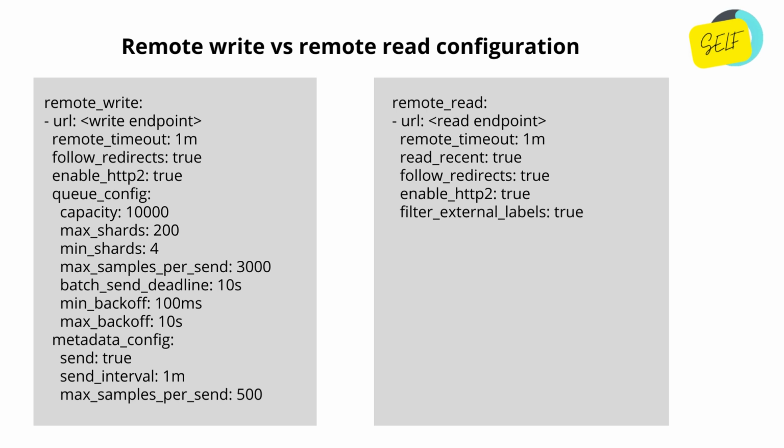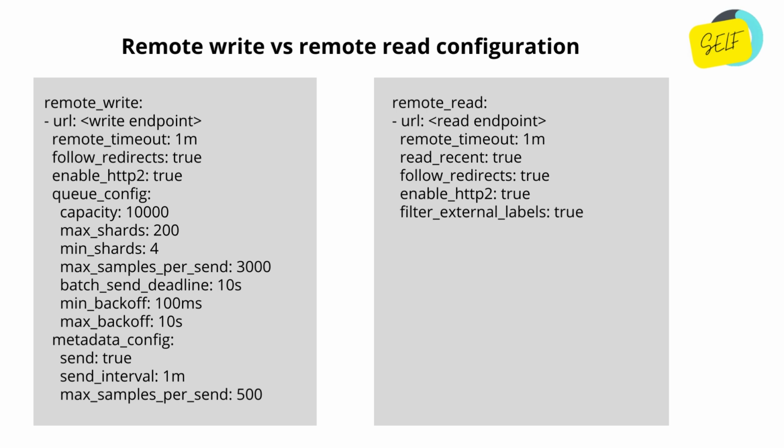Min backoff means the minimum amount of time to wait before retrying a failed request. If a request sending samples to your shard fails, it waits for some amount of time. The minimum is 100 ms, and max backoff is 10 seconds, the maximum time for which it can wait. Then in the metadata config, these are the configs that belong to the metadata that comes with your samples.